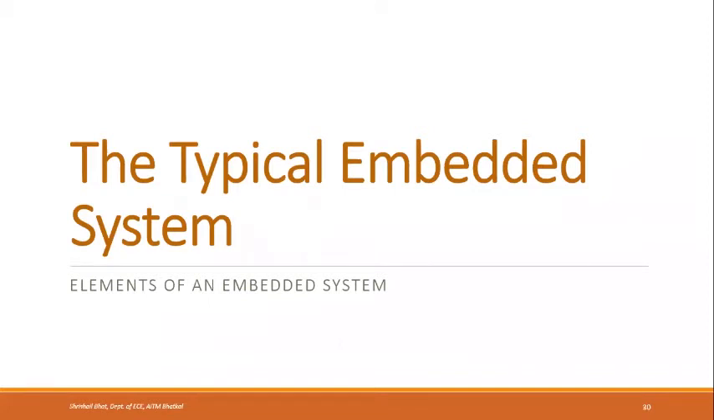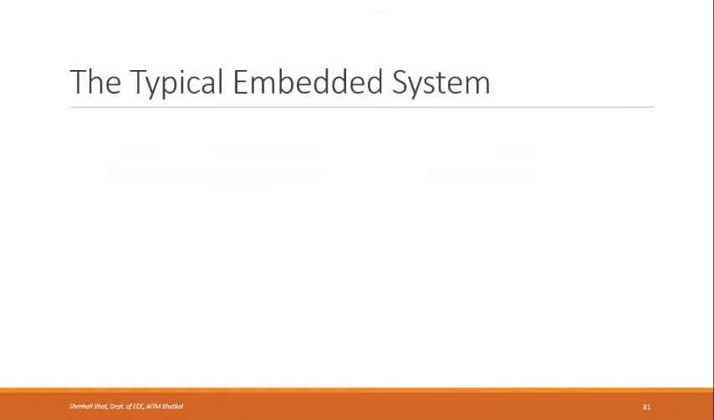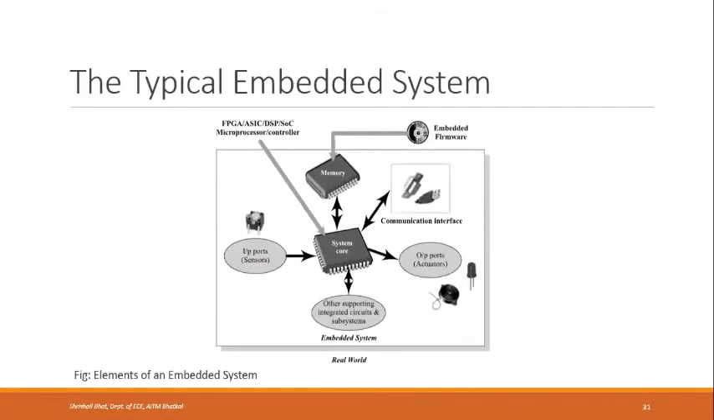So it can also be asked in the exam, like elements of an embedded system. What are the elements of an embedded system? Okay, so a typical embedded system consists of these elements. You can see there will be a system core, right? Then there will be some input and output ports. Input ports, as you have seen in the previous case, they are sensors actually, and output ports are connected to the actuators. Then there will be a memory.